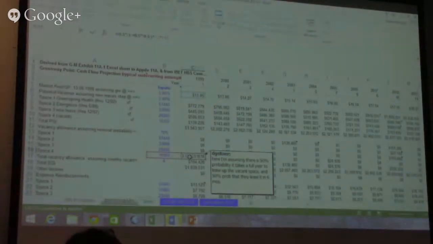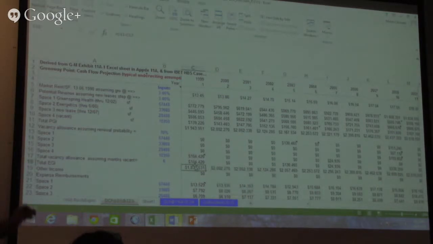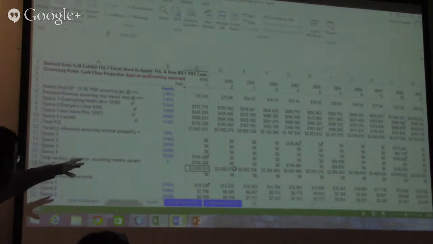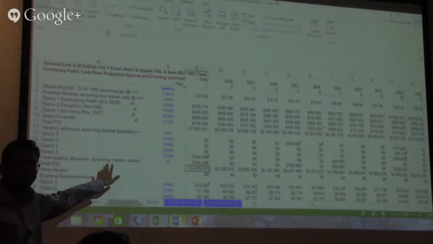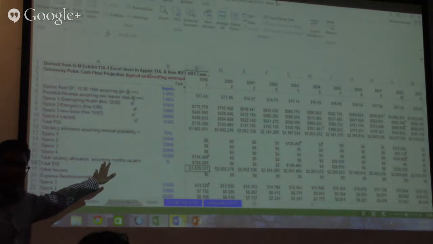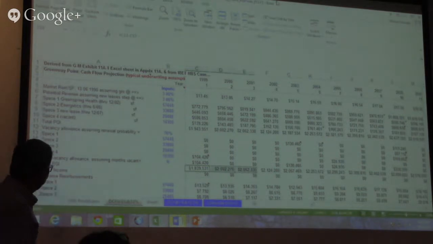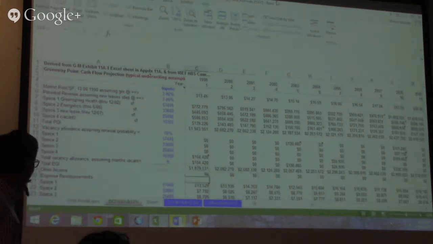So, okay, everyone clear up till this one, right? The third thing is pretty straightforward. You get your total EGI, your effective gross income. So from your PGI, you subtract all your vacancies, and you get your EGI. Comfortable up till now? Okay. Now let's go to the core issue. Okay. Let's go down now.